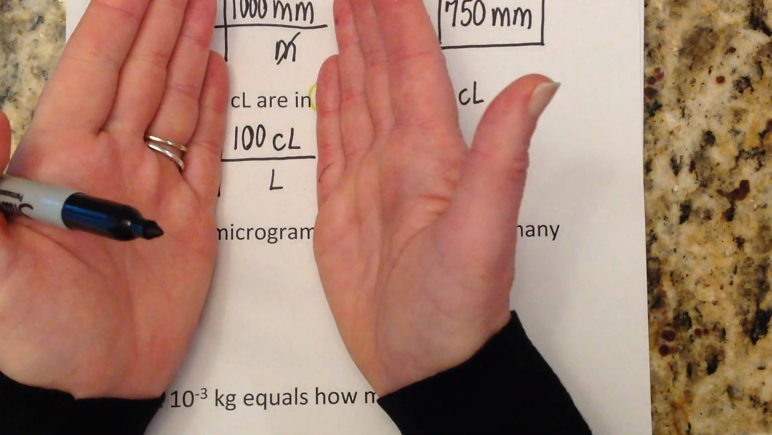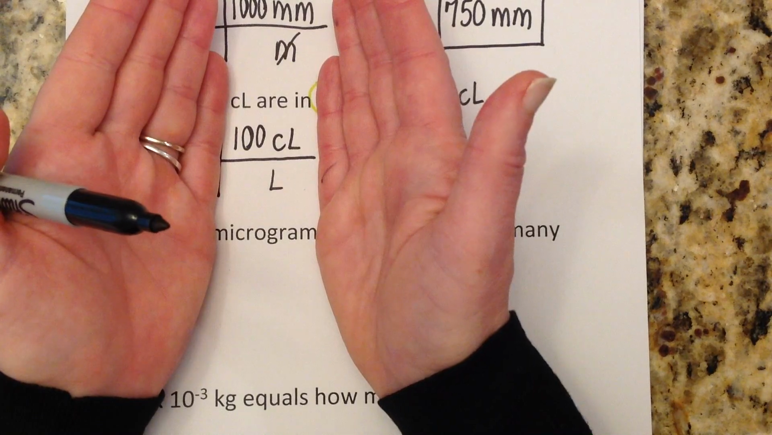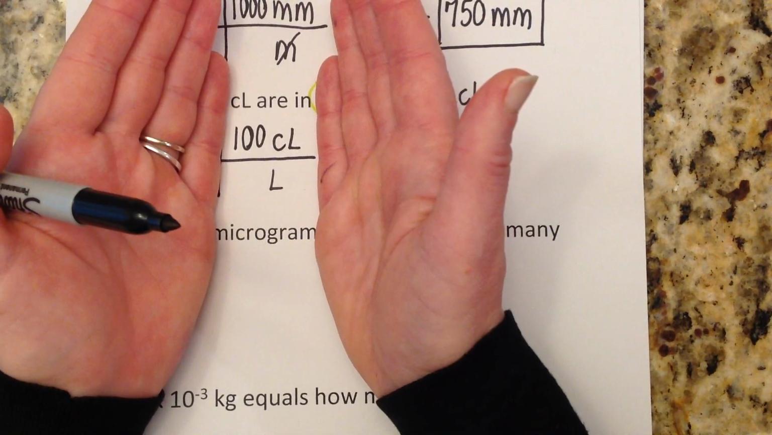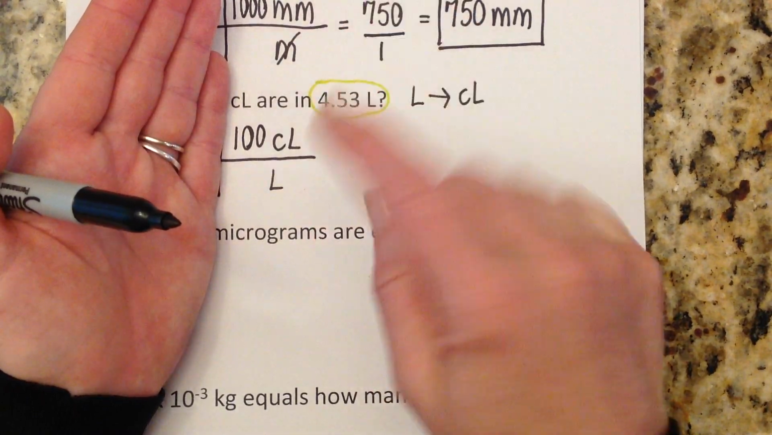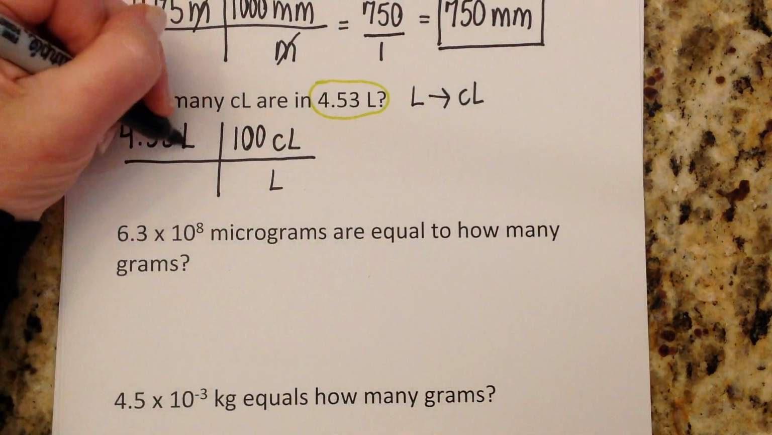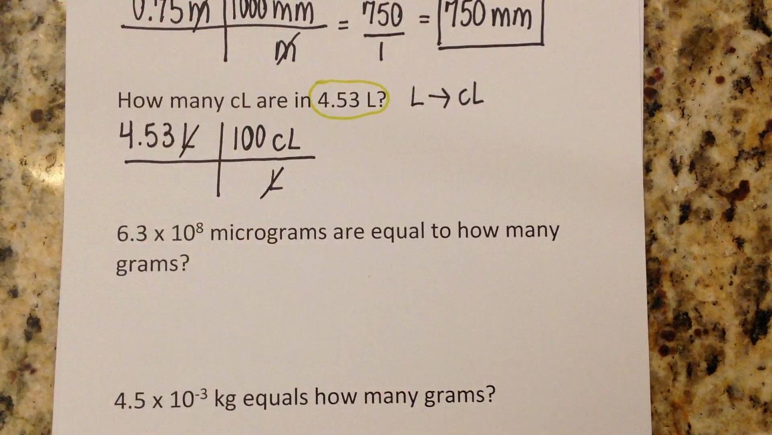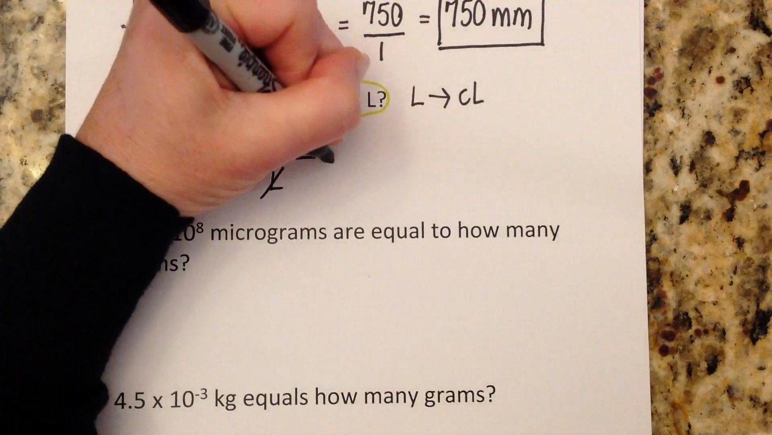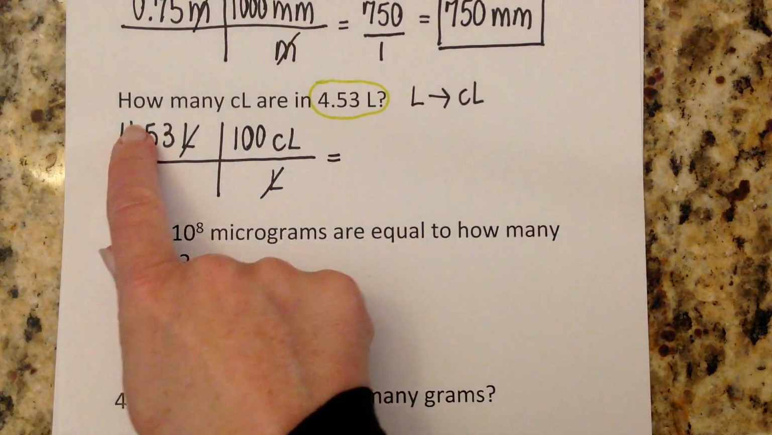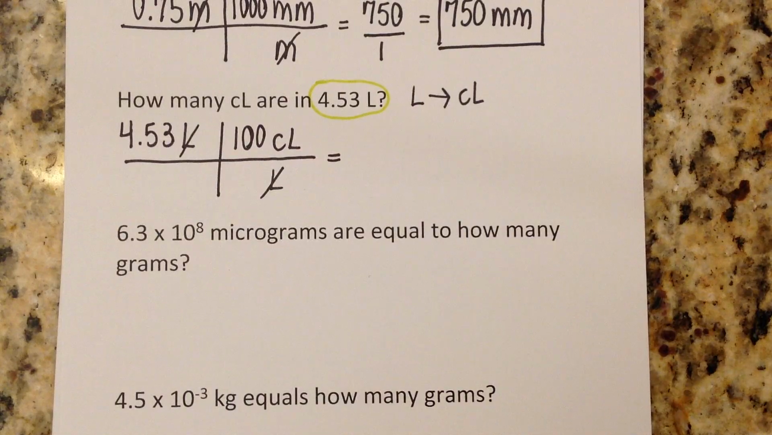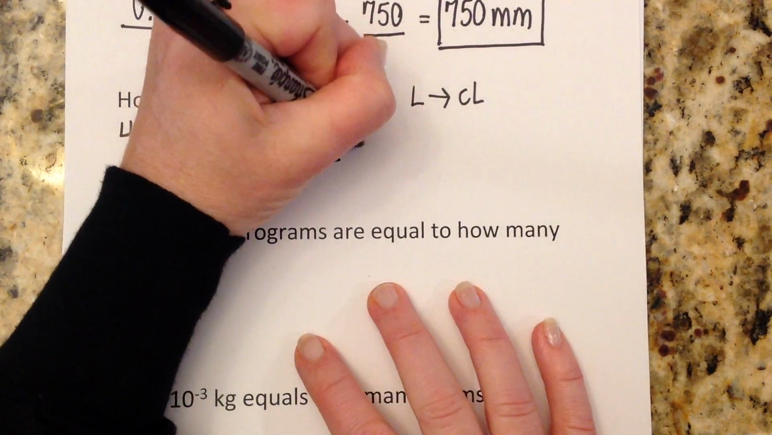Now, does that relationship make sense? Yes. Centi means 100. Centiliter is smaller than liter. That looks correct. Liters cancel. Those are out of my hair. They did ask me for centiliters. Hands off, I'm done. We're ready to calculate. Multiply everything on the top together. In this case, 4.53 times 100 is 453.